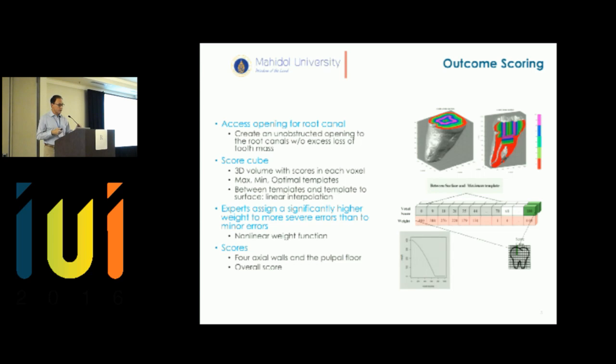Okay, so how do we do the outcome scoring? This is also focusing right now on root canal treatment. And what we're looking at here is the process of access opening. So the objective in access opening is to create an unobstructed opening from the top of the tooth to the root canals without removing an excess of tooth mass, right? So you want it to be just the right size, not too big, not too small.